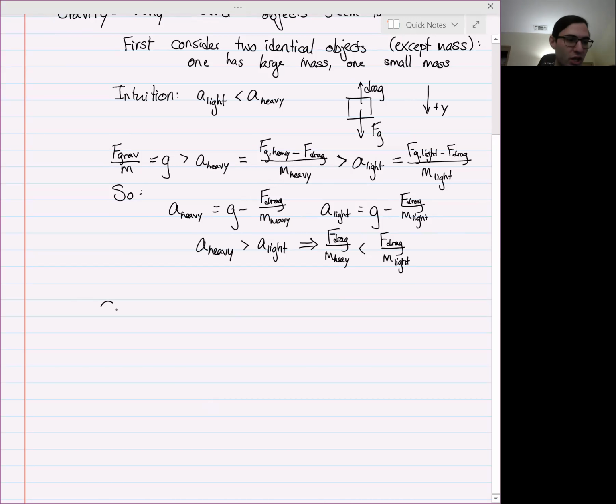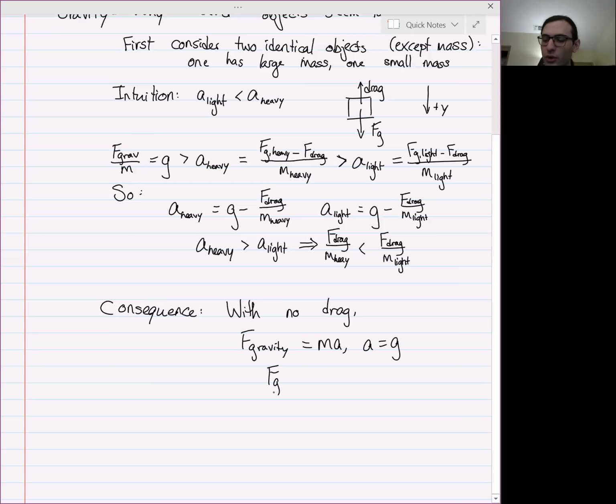So there's just a simple consequence here, which you guys probably already know. If there's no drag, the force of gravity is equal to ma, where a is equal to the gravitational acceleration. And so what we can do is we can just say that the force of gravity is just always equal to mg. The force of gravity on Earth anyway, acting on a body is mg. Now this is a magnitude.